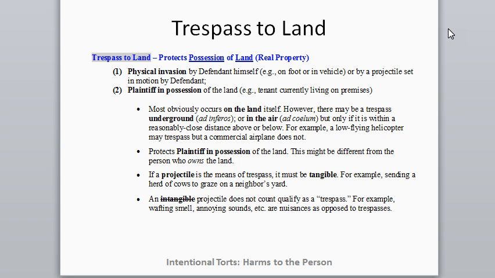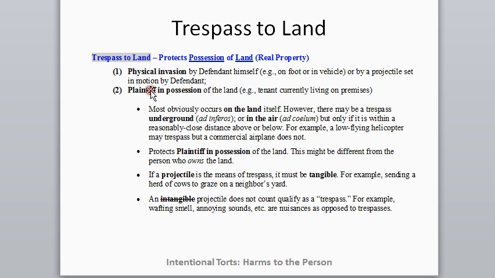So, the elements of trespass to land is that there is a physical invasion by the defendant himself, and this can be on foot or in vehicle, or by a projectile set in motion by a defendant. If somebody operates a drone that is hovering literally right over your backyard, that is a trespass. You have a right to make sure people don't bring their things on your property. It's a trespass just as though the defendant hopped a fence and went into your property.